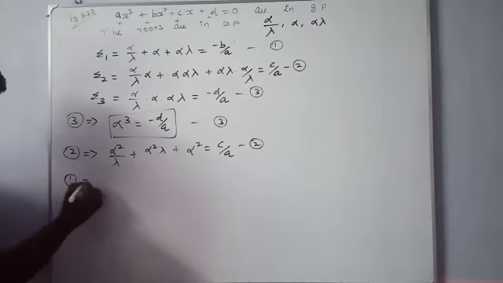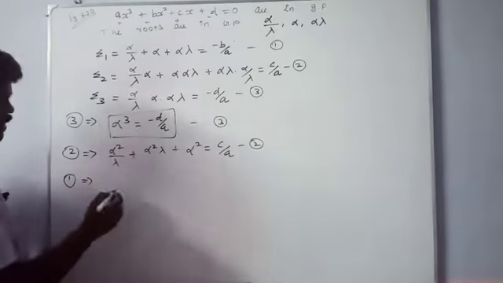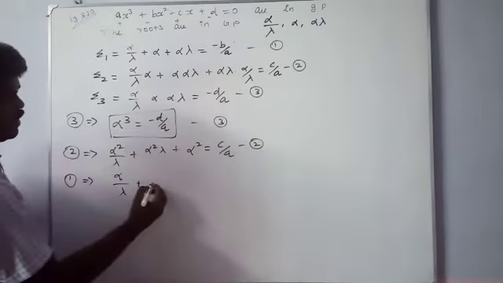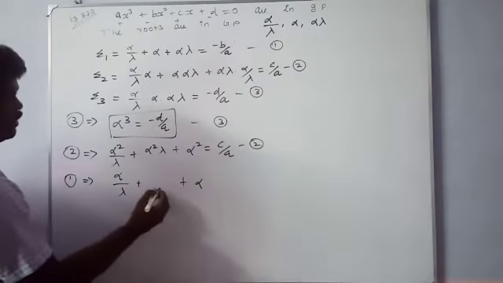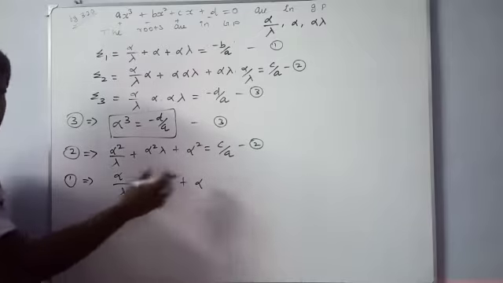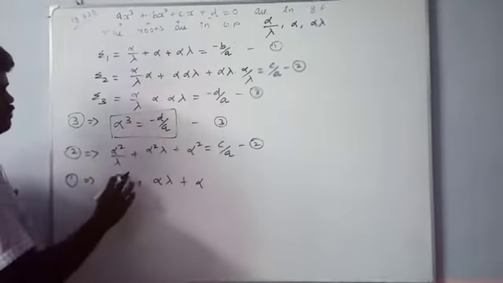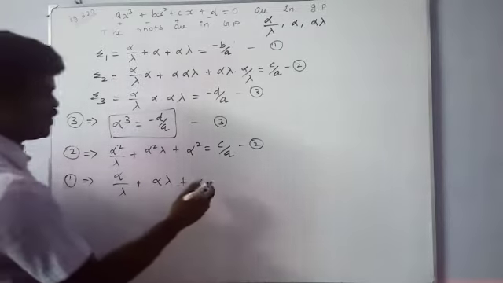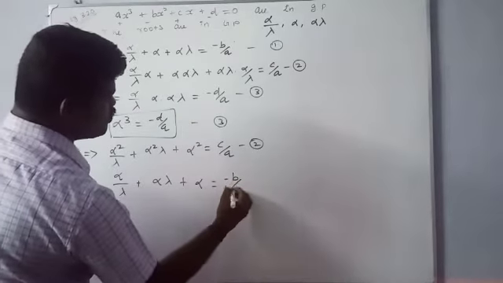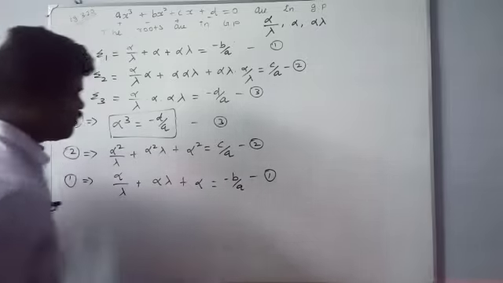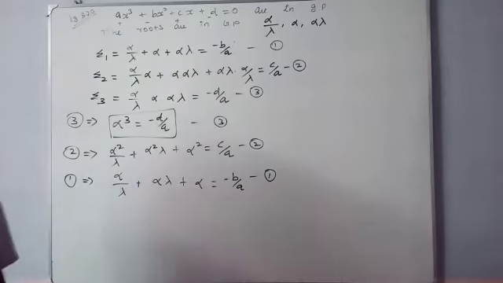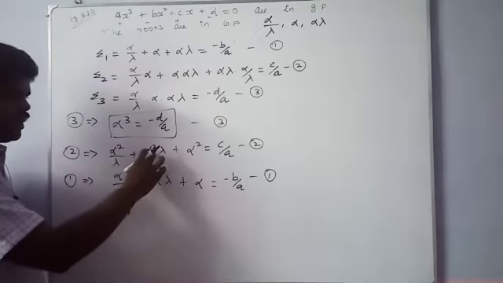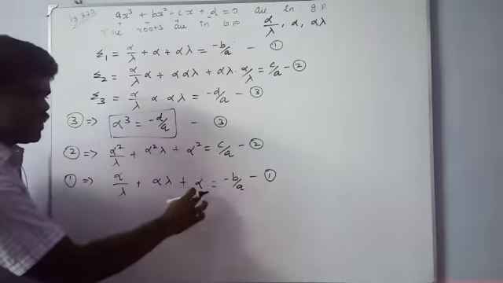And the first equation we can write as alpha by lambda plus alpha lambda plus alpha. I can write this form because the first term is alpha by lambda, and alpha lambda plus alpha is equal to minus b by a. This is equation 1. Compare the second and first equation. Here alpha square, here alpha square, and here alpha.